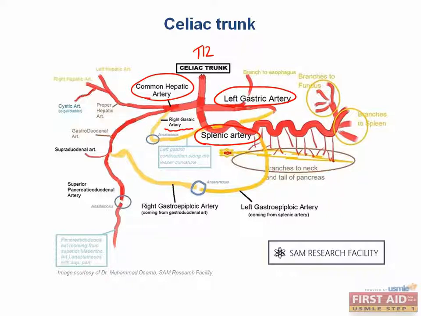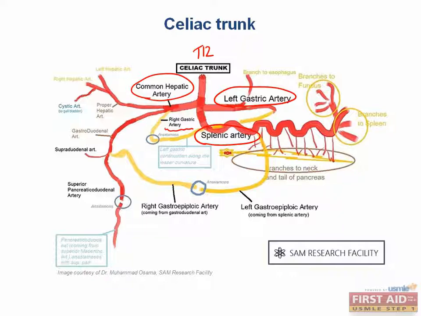The left gastric and the splenic arteries join up with other vessels later on, but essentially they are going exactly where their name suggests. The left gastric is going to the left side of the lesser curvature of the stomach, and the splenic is going to the spleen.